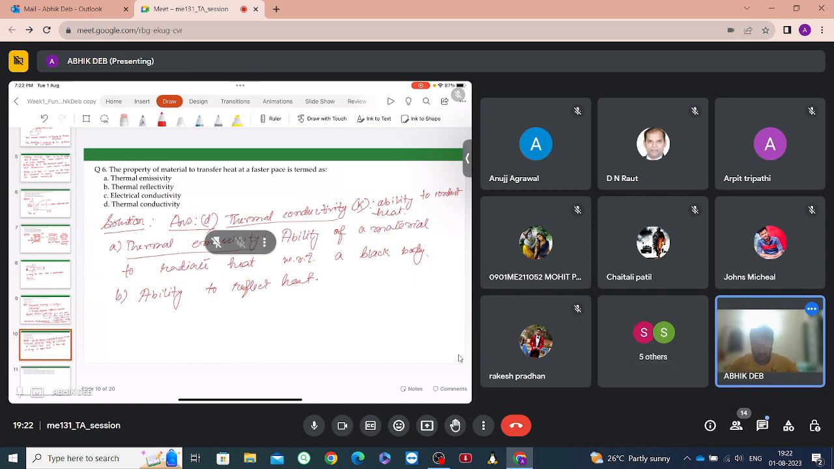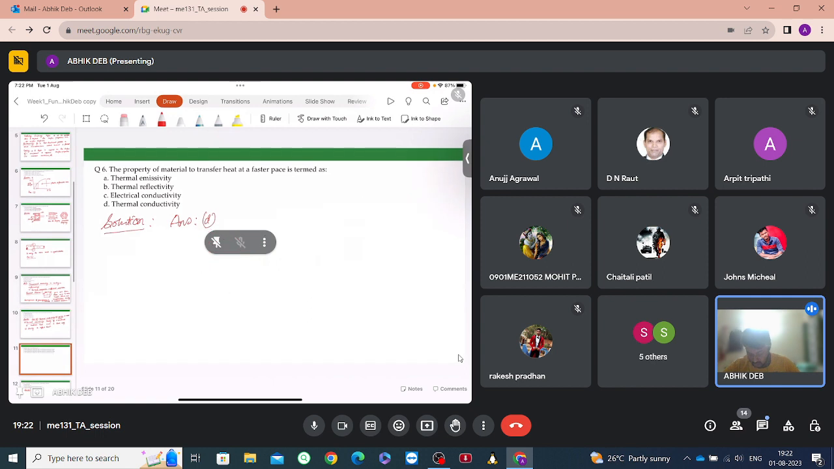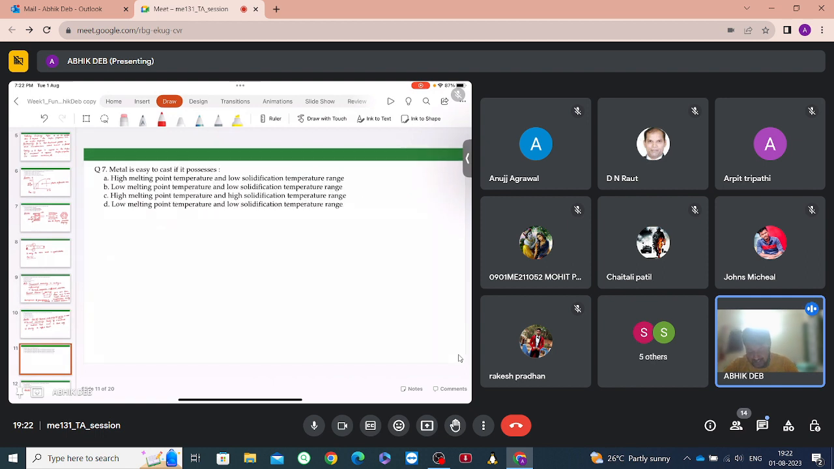Okay. Now coming to the next question. The metal is easy to cast if it possesses which of these? High melting point temperature, low solidification temperature range, low melting point temperature and low solidification temperature range, high melting point temperature and high solidification temperature range, and low melting point temperature and low solidification temperature range. I think there is an error here as well.